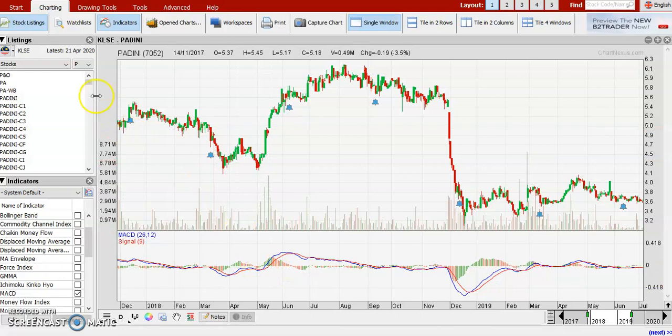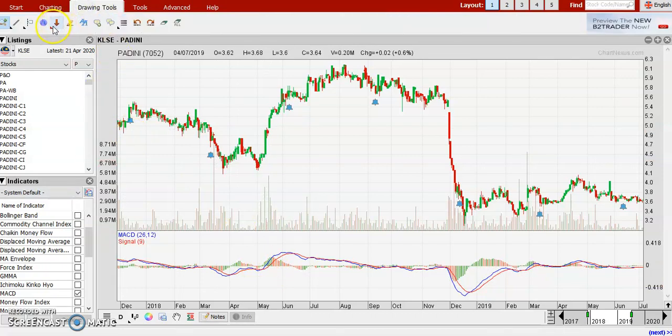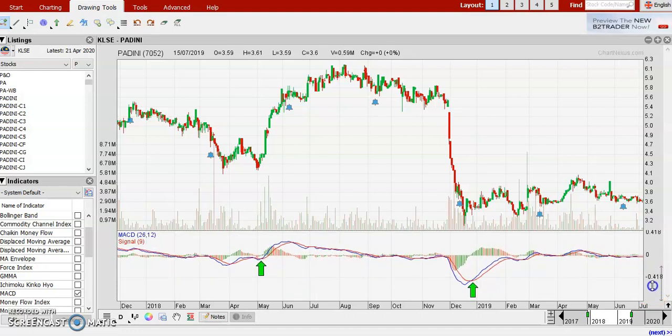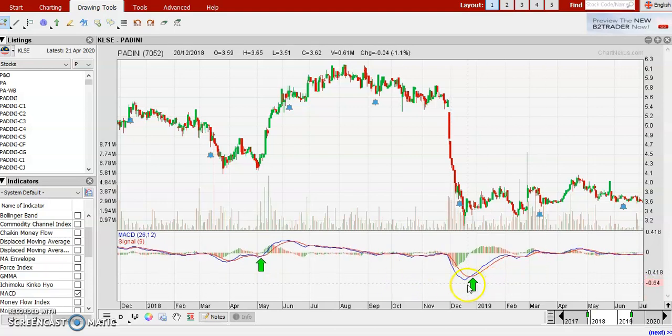So we can see here, over here, this is an example of buying. This one is also another example of buying. So this is the first crossover rule. When the MACD crosses above the signal line, this indicates a buying signal.